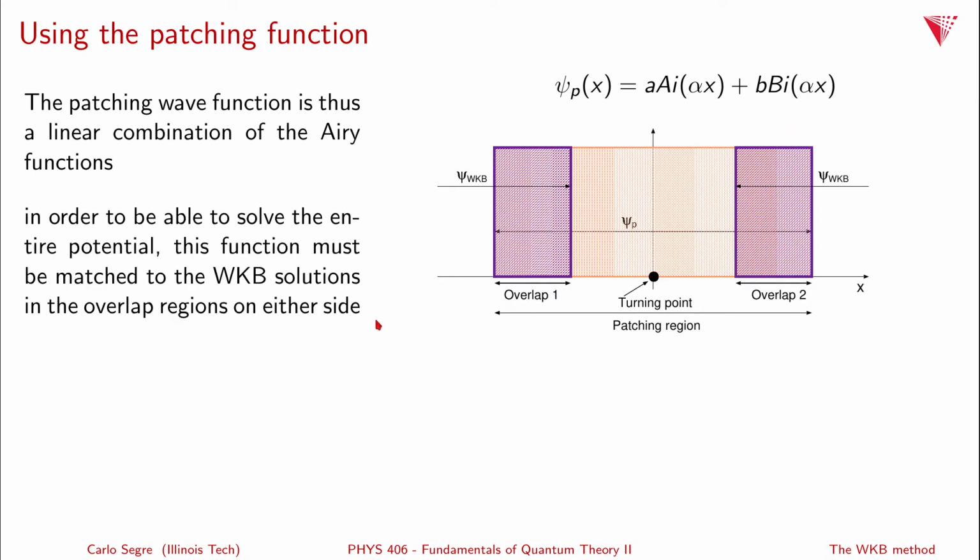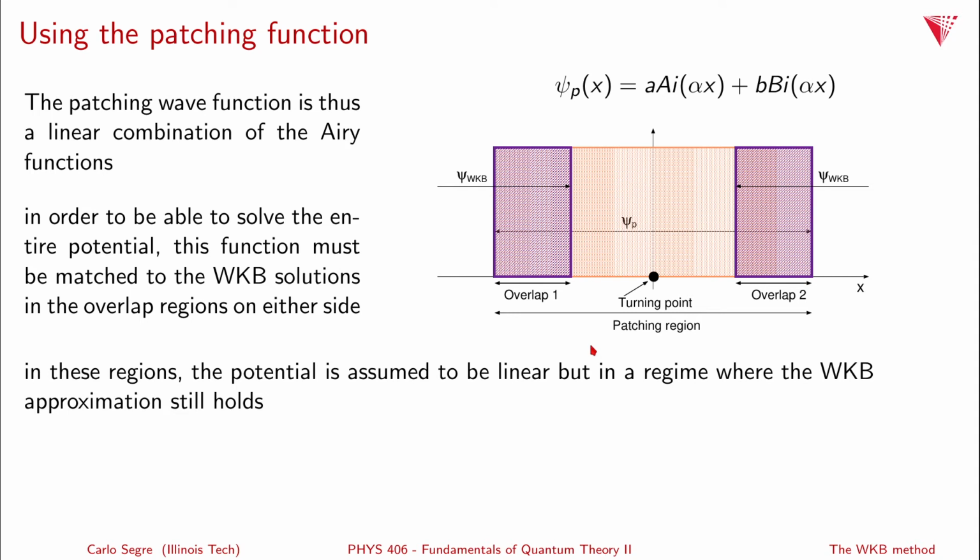And in order to be able to solve the entire potential, what we have to do is match this function up with the WKB solutions that come from very large values of negative x and very large values of positive x. So the WKB approximation is good until you get close to the turning point, on either side, and the patching function in between is used to match up the function over here in this purple region, this overlap region, and this function here in the overlap region 2. So the two overlap regions are where we've got to match psi p and psi WKB.